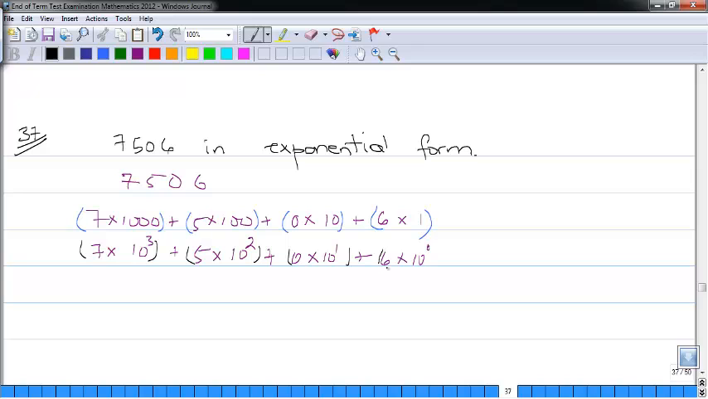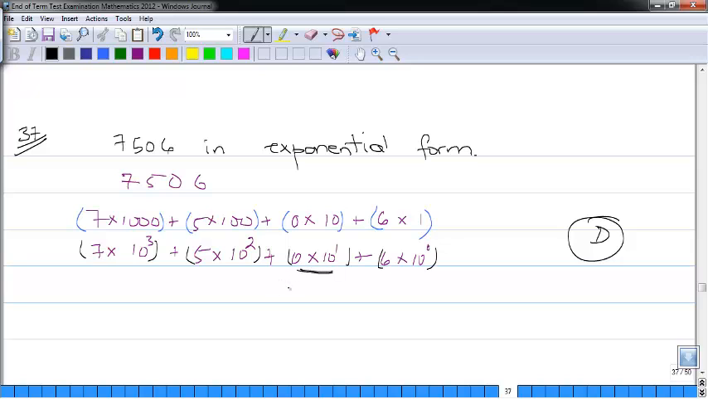So we're looking for, in our options, 7 times 10 to the third plus 5 times 10 squared plus 0 times 10 to the first plus 6 times 10 to the 0 power. The answer that best describes what we have is D.